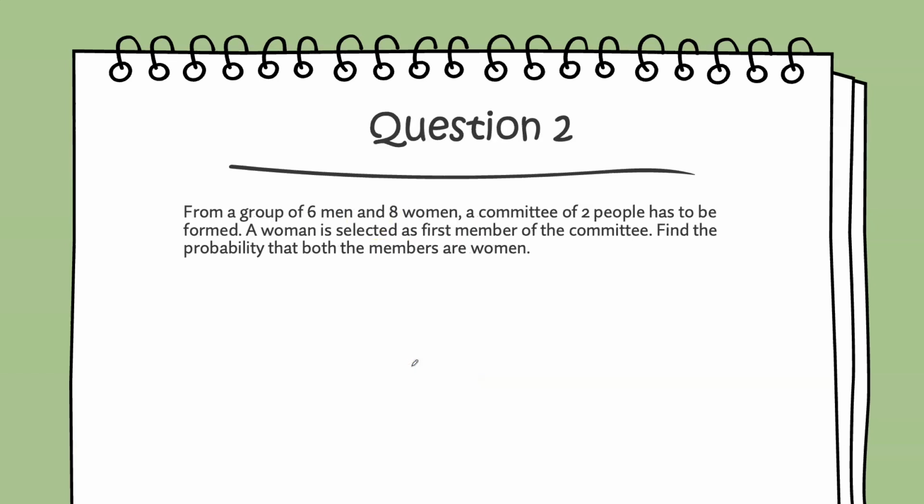Okay, similar question here. We have a group of 6 men and 8 women, and we have to make a committee of 2 people. Now we're given the condition that a woman is already selected as the first member of the committee, and then using that condition, we have to find the probability that both the members are women, or in other words, that the second person being chosen is also going to be a woman.